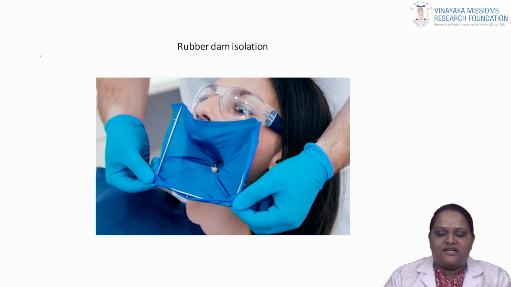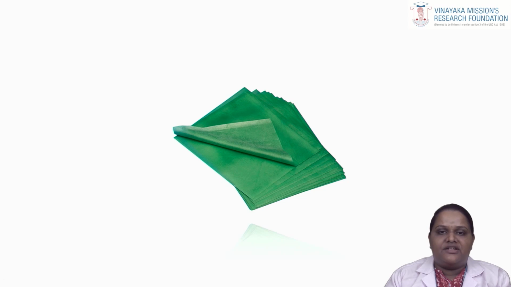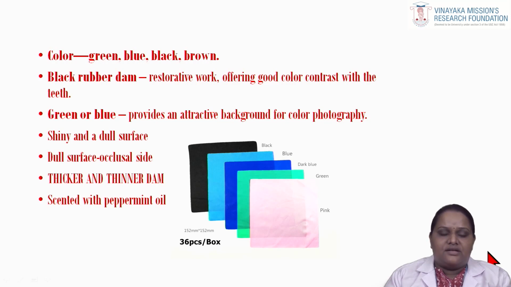This is a rubber dam sheet. It's available in different colors. It consists of two sides. One is the dull side and the other one is the shining surface. The dull surface is often placed facing the occlusal surface of the operator. Since it is dull, it improves the operating efficiency of the operator and reduces eye fatigue. As we already explained, it comes in different colors like green, blue, black and brown. The black rubber dam is mainly used to improve the restorative work, offering good color contrast with the teeth.